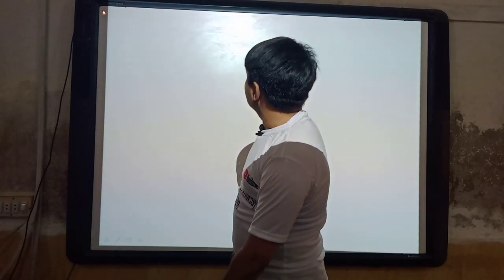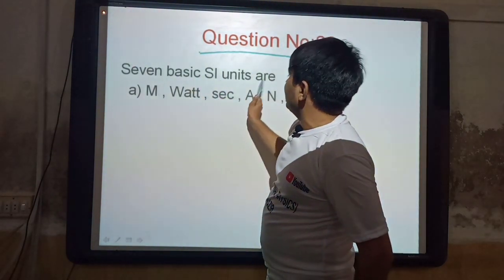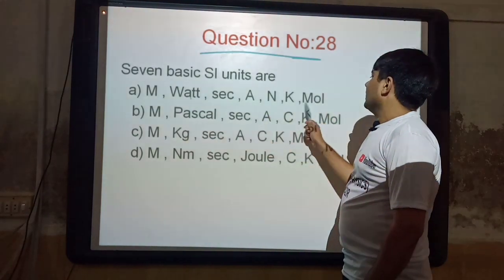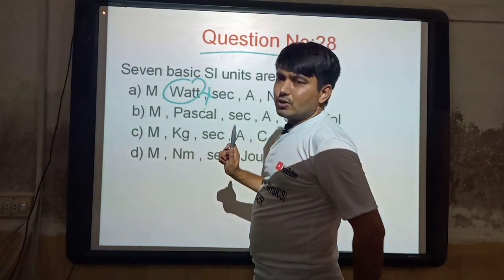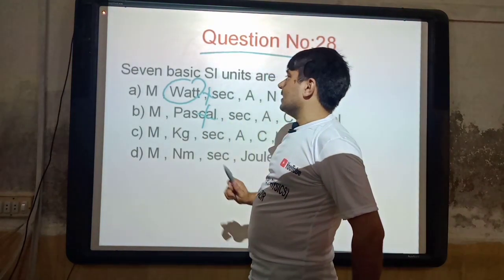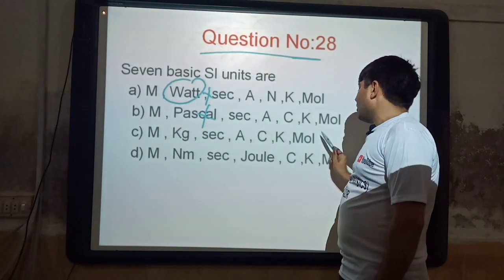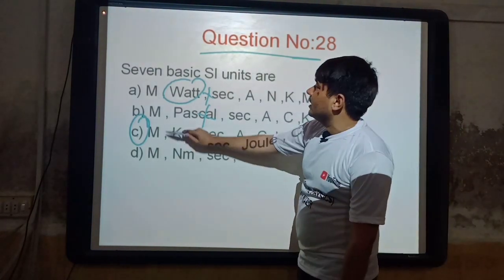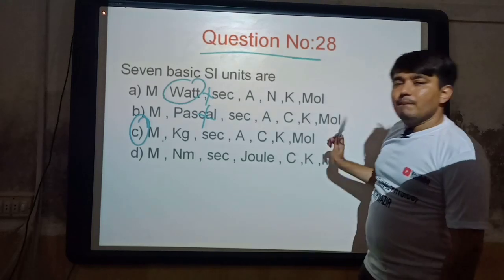Another question for you. Question number 28. The 7 basic SI units are. Options: meter, watt, second, ampere; Newton and Kelvin, mole. Watt is not an SI base unit, so that option is wrong. Pascal is not a basic unit, it's derived. Meter, kilogram, second, ampere, candela, Kelvin, mole: yes, C option is correct. The 7 basic SI units are meter, kilogram, second, ampere, candela, Kelvin, mole.